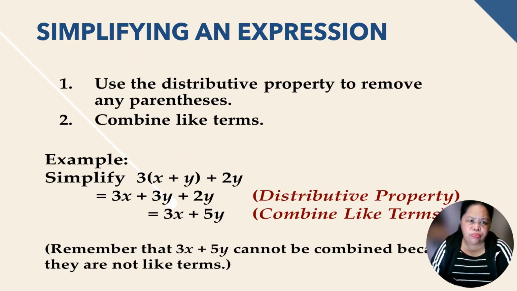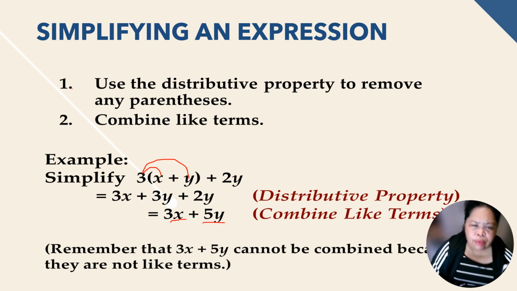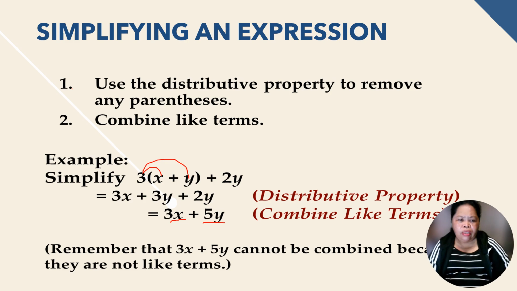Simplifying an expression. First, use the distributive property to remove the parentheses. Second, combine like terms. Example, simplify: we have 3 times x plus 3 times y plus 2y. So we have 3x plus 3y plus 2y. So 3x, so let's have here. Then combine 2y plus 3y is 5y. Okay. So remember that 3x plus 5y cannot be combined because they are not like terms.